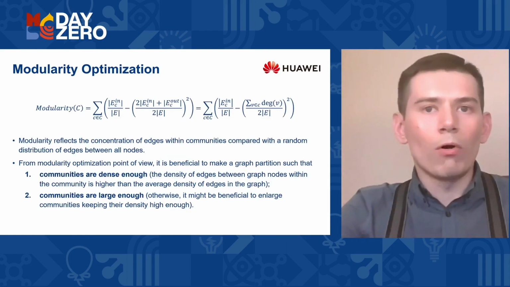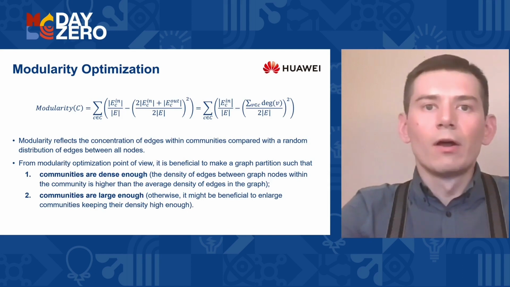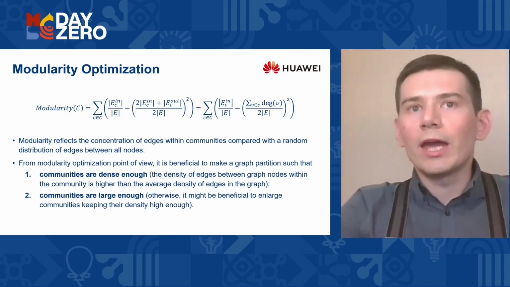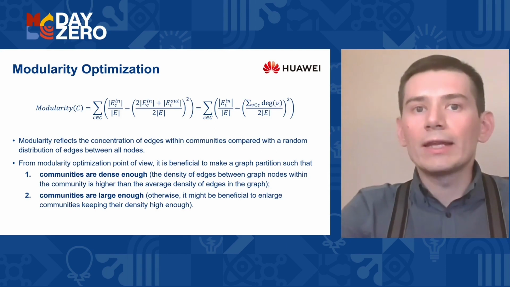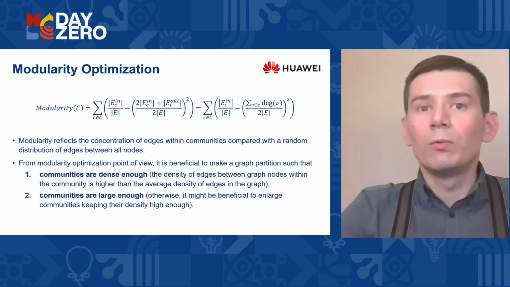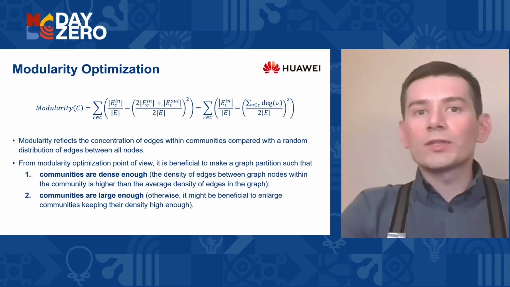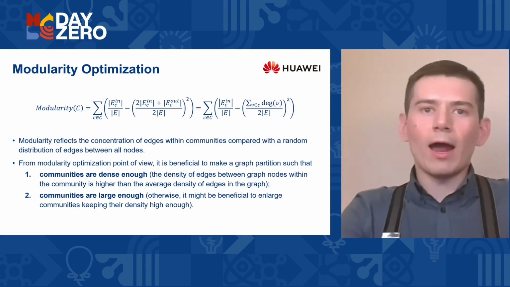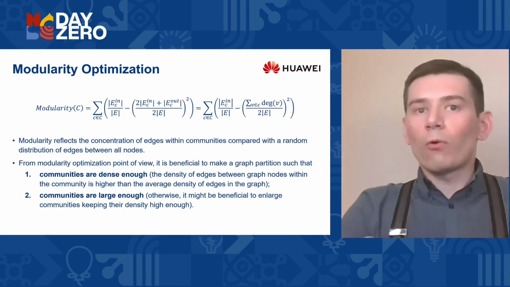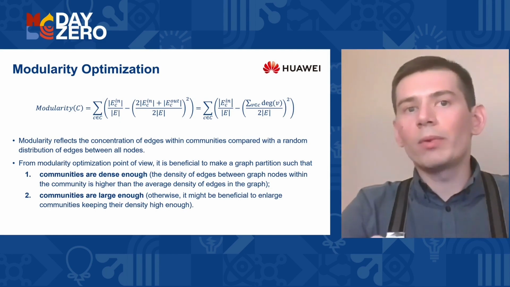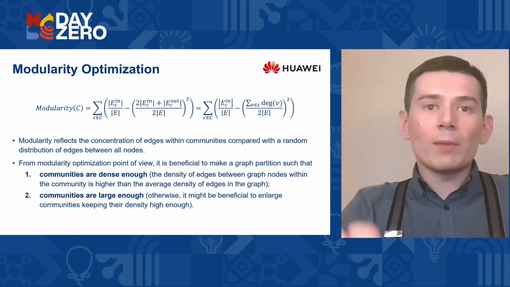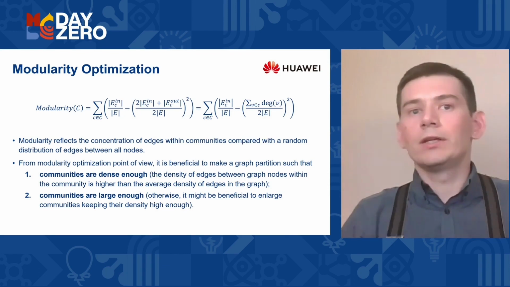So let's talk more about modularity optimization, because this part of the score is probably the most complex. Modularity reflects the concentration of edges within a community compared to a random distribution of edges between all nodes. This concept comes from mathematics, and so the formula is very complex. However, we believe that for a 3-hour contest, it is not needed to understand the formula in detail, and perhaps it will be enough just to get the general idea of the formula.